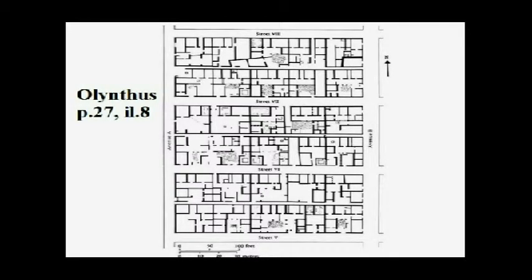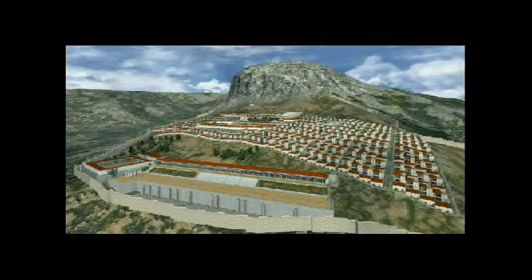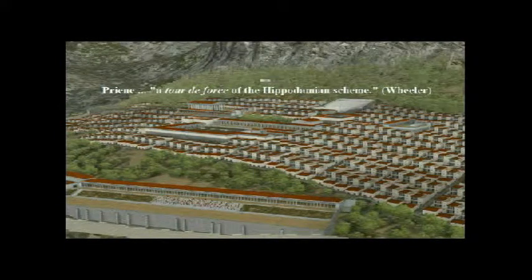The residential sector of Priene, which was built a century later in the 4th century BC, was imposed upon a steep hillside. The hill was actually terraced to accommodate the streets and the insulae. A lot of trouble was taken therefore to accommodate a Hippodamian town plan. This is why Wheeler calls Priene a tour de force of the Hippodamian scheme.